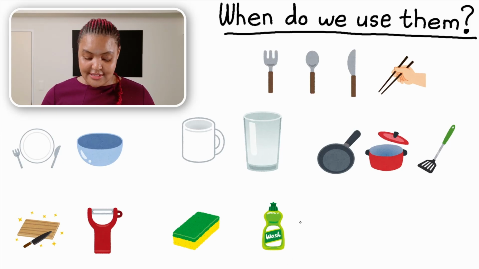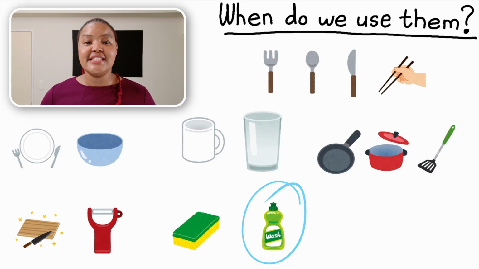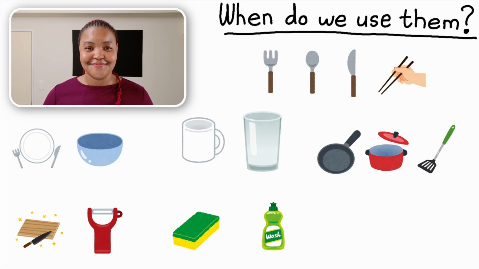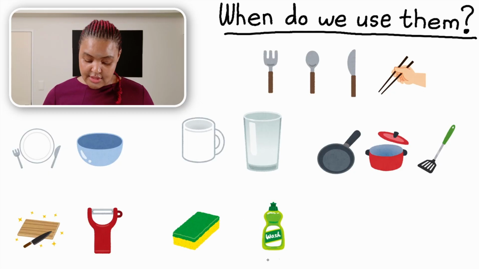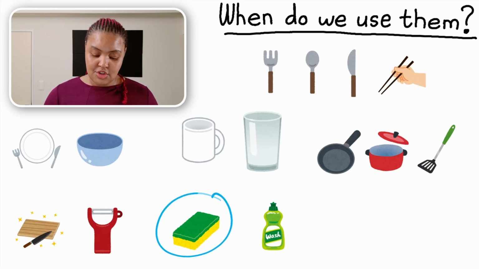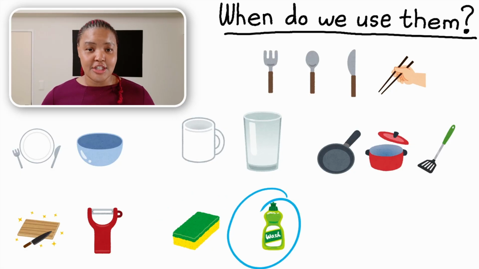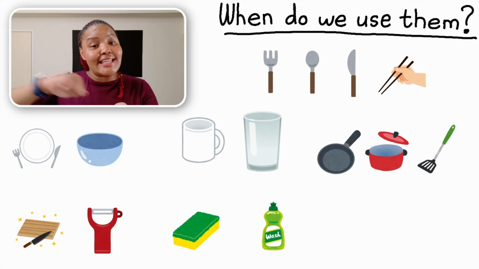What is this? This is dish soap. When do we use dish soap? For cleaning. We use a sponge and the dish soap for cleaning.